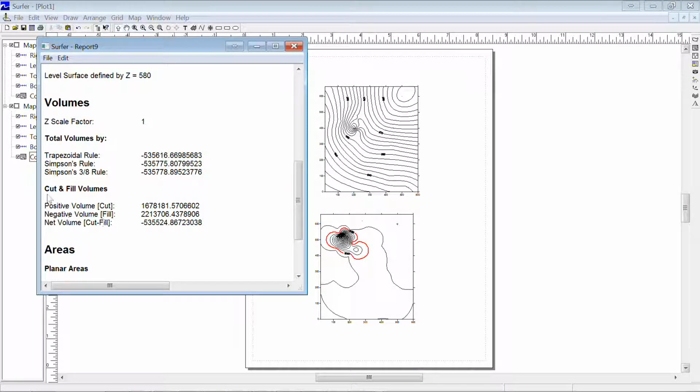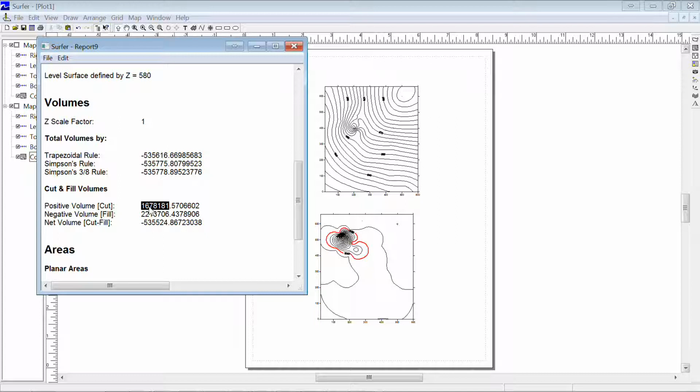So what we're interested in here are these cut and fill volumes. The positive volume is given here, and that's where the topography is above 580. There's the volume where the topography is below 580, and this would actually be a negative volume, and if we add those two together with this being negative, then we get the net volume here, which you can see is a slightly negative number because there's more volume below 580 than above it. So this is the answer that we want.